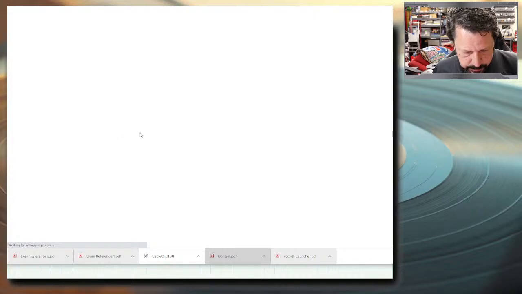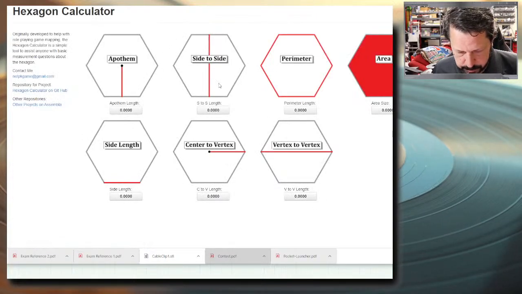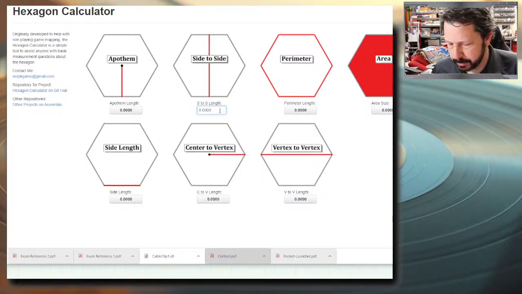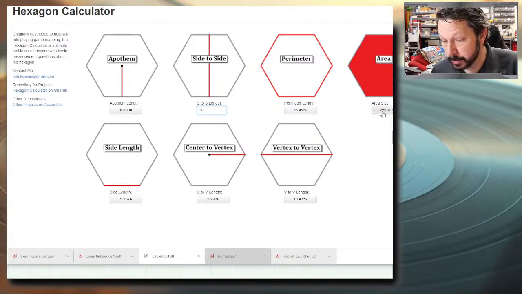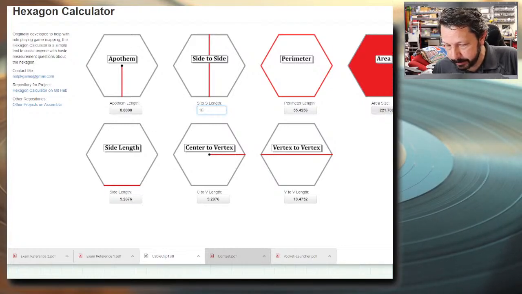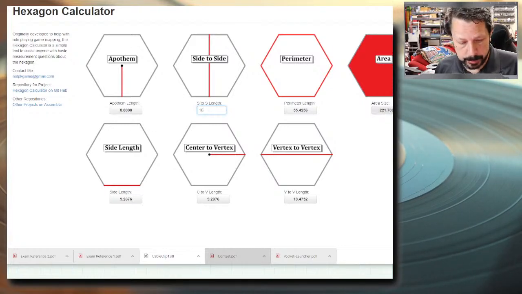No, none of these are... Oh, look, there we go. Side to side, that would be the one we have, called side to side here. And ours was 16 millimeters. So our area would be 221.7025 square millimeters.